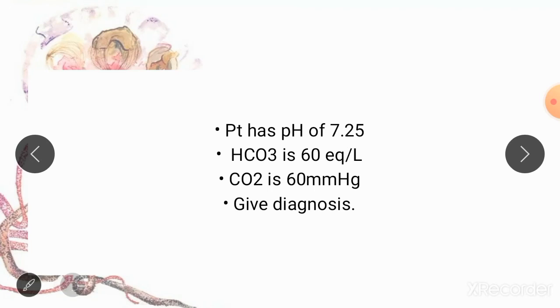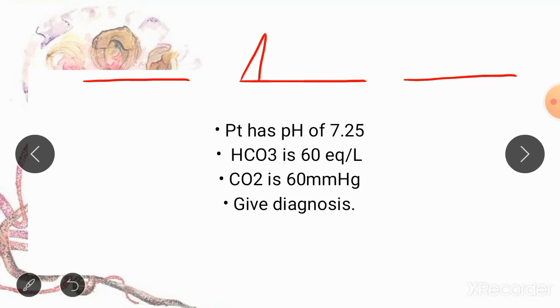So here we have the pH, which is 7.25. They say a patient is suffering from some disease and he has a pH of 7.25. What does this tell you? We have to fill 3 blanks. So this tells us that it is acidosis. Why? Because the pH is less than 7.35. Now we need to determine whether it is respiratory acidosis or metabolic acidosis.